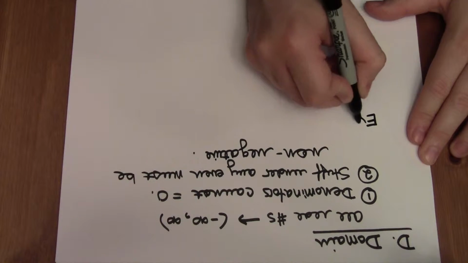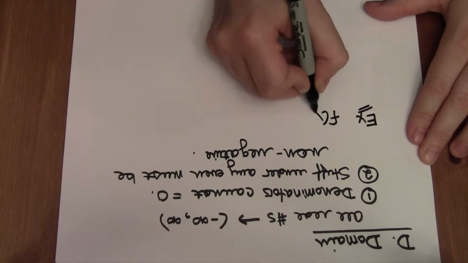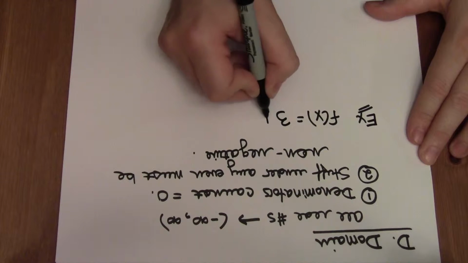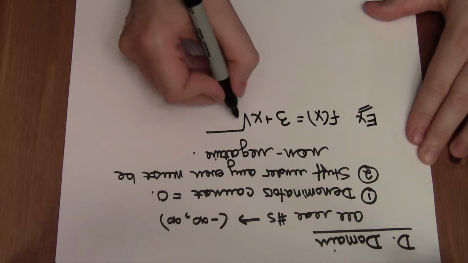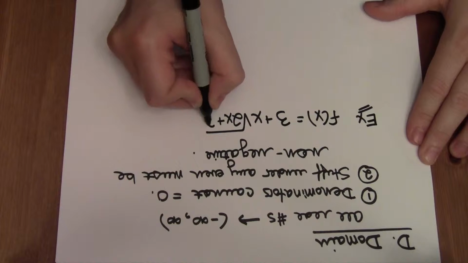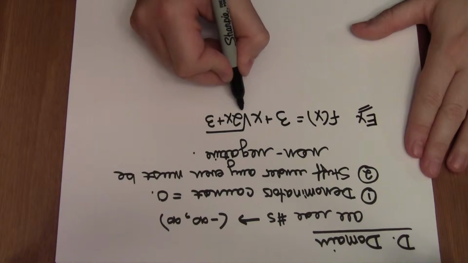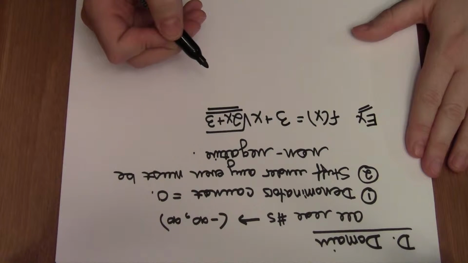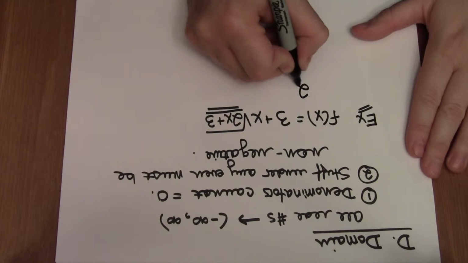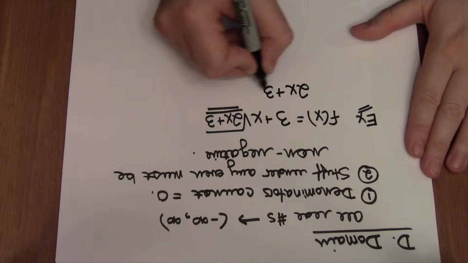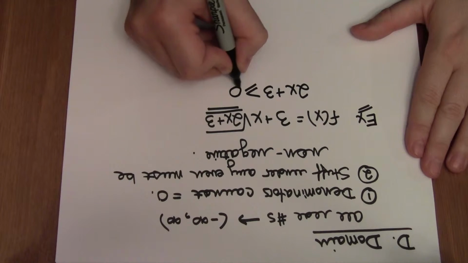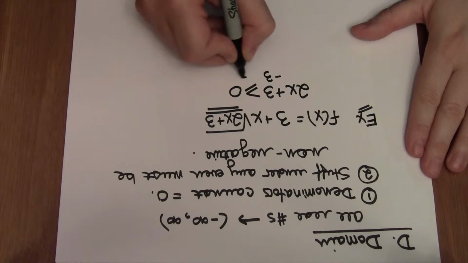First example, I want to find the domain of the function f of x equals 3 plus x times the square root of 2x plus 3. I have a square root here, so I want to make sure the stuff underneath the root is never negative. Well, to do that, I can set up an inequality: 2x plus 3 is greater than or equal to 0. And then just solve.